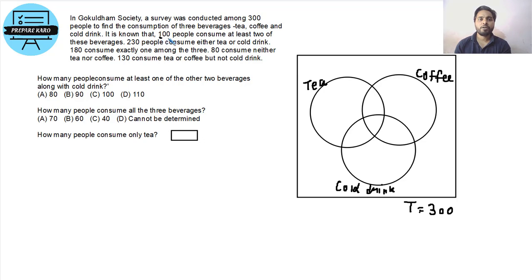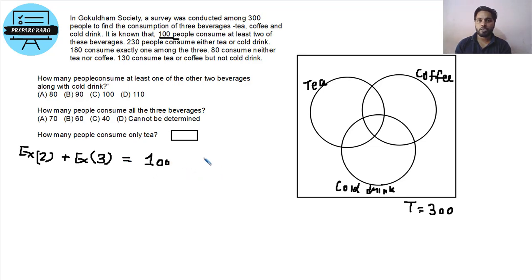It says 100 people consume at least 2 of these beverages. At least 2 means exactly 2, exactly 3. So it says exactly 2 plus exactly 3 is how much? It is 100.